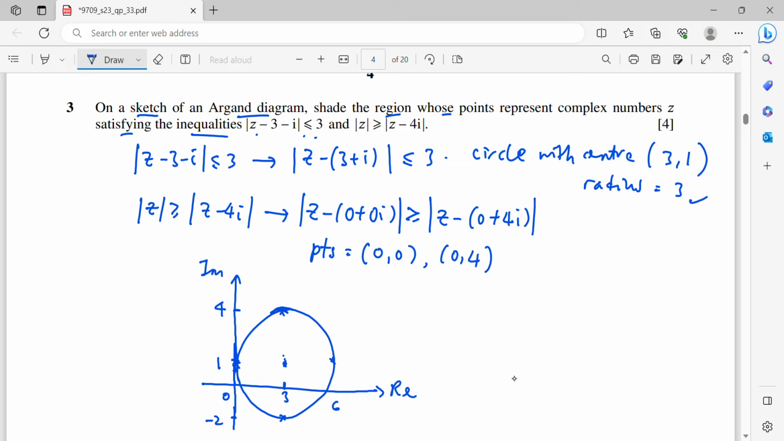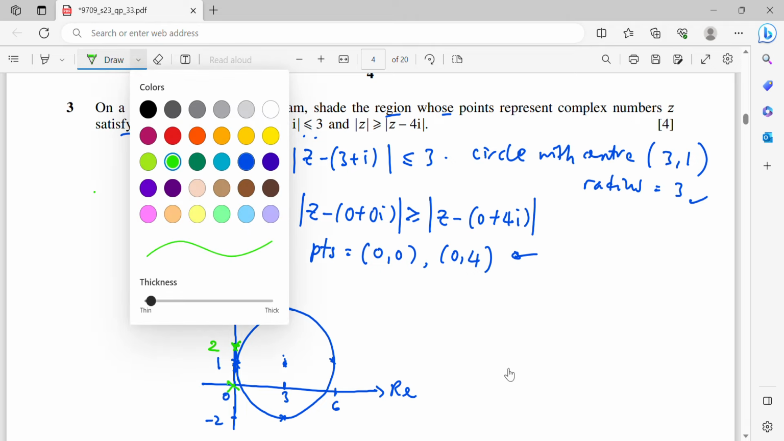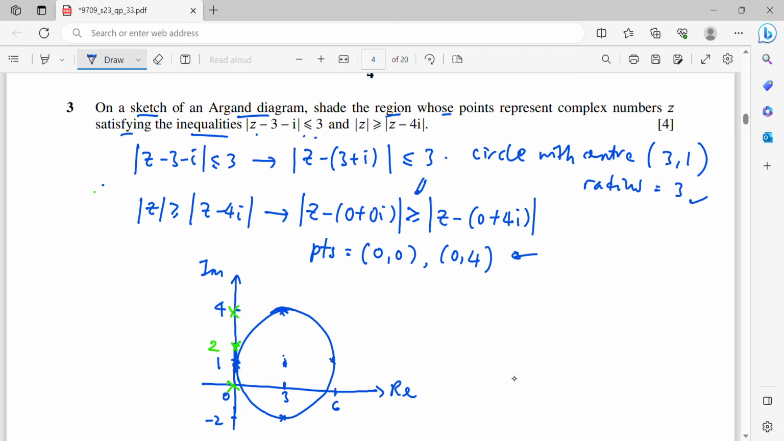Okay, so from here I know that the second inequality consists of 2 points, (0, 0) and (0, 4). So the midpoint of these two will be at (0, 2). So let's say here is (0, 2). Now when you look at the inequality, there's an equal sign. That means I can just draw a straight line.